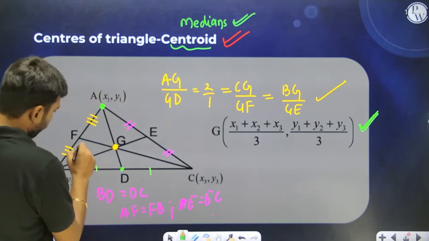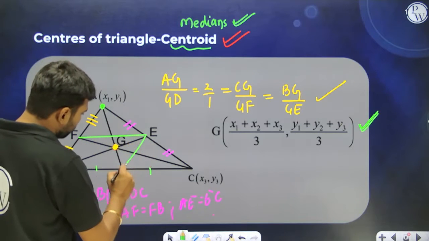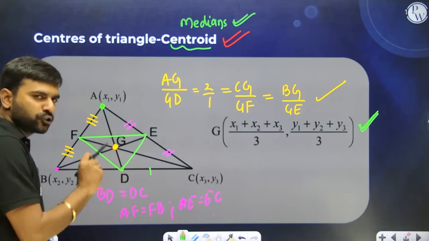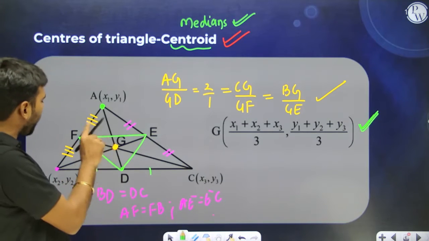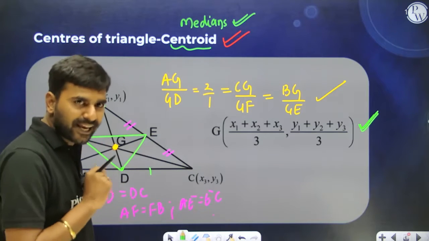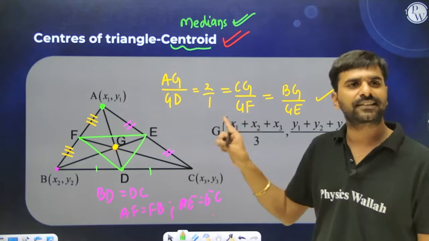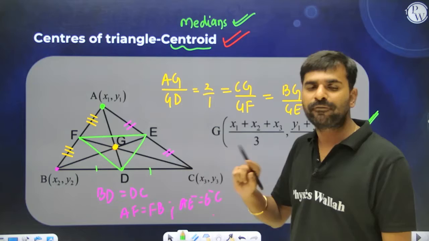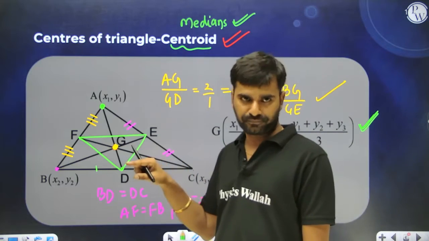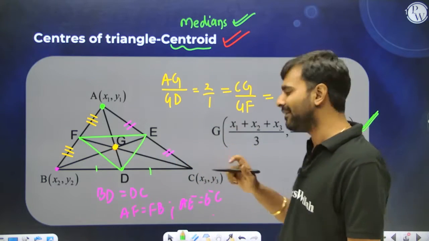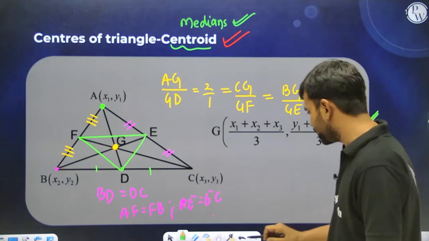Also, the triangle formed by joining the midpoints of the sides, that is the triangle FED, also has the same centroid. The triangle FED, that is the triangle formed by joining the midpoints of the sides, also does have the same centroid. This is one of the properties.